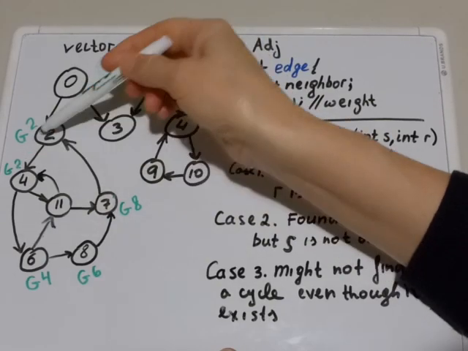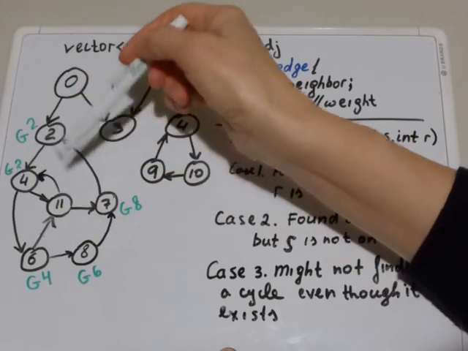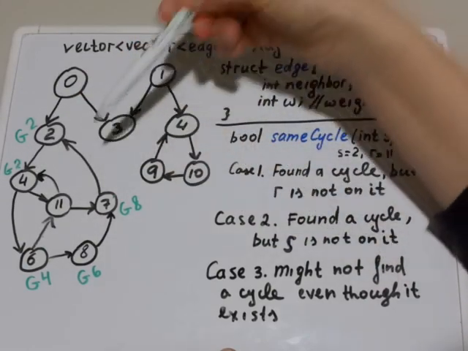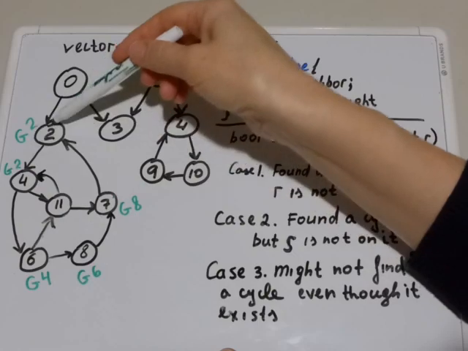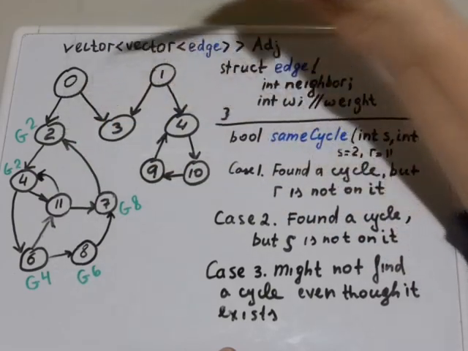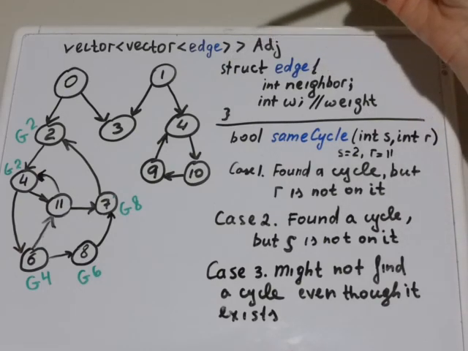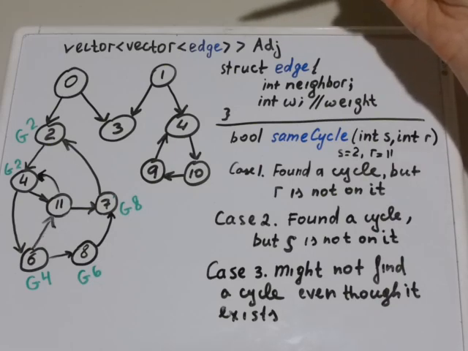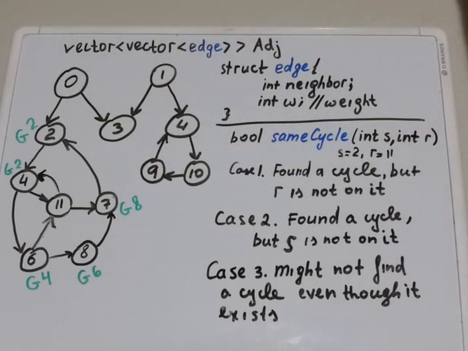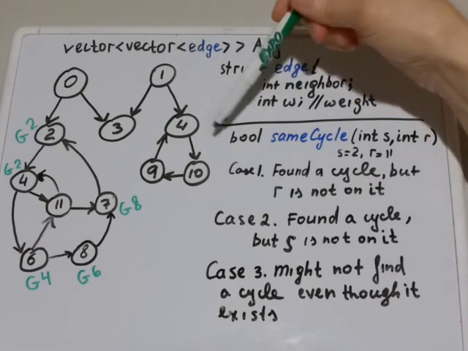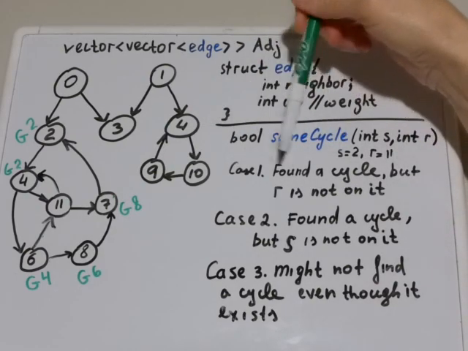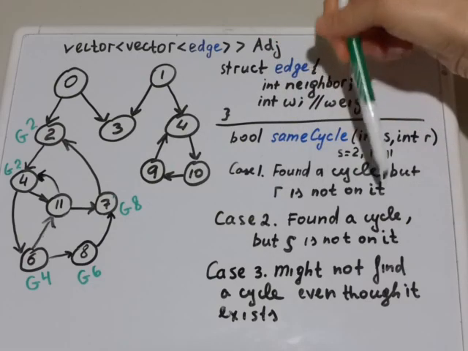And while we're backtracking, we compare each encountered vertex with vertex R, which is 11. None of these vertices is 11, so we discovered a cycle. However, the second vertex is not in this cycle. At this point, we should not return false yet, because there might be another cycle on which 11 and S, which is 2, lie together. So this was case 1: found a cycle, but R is not on it.